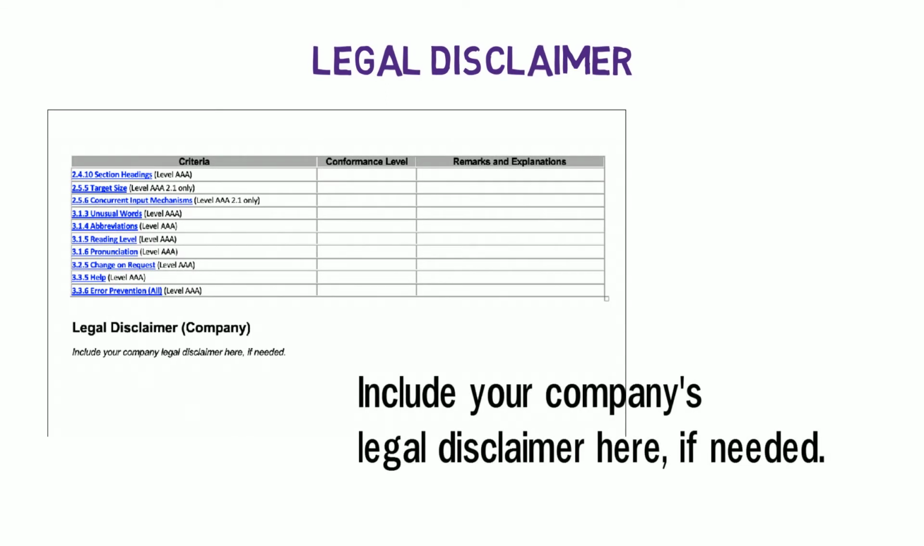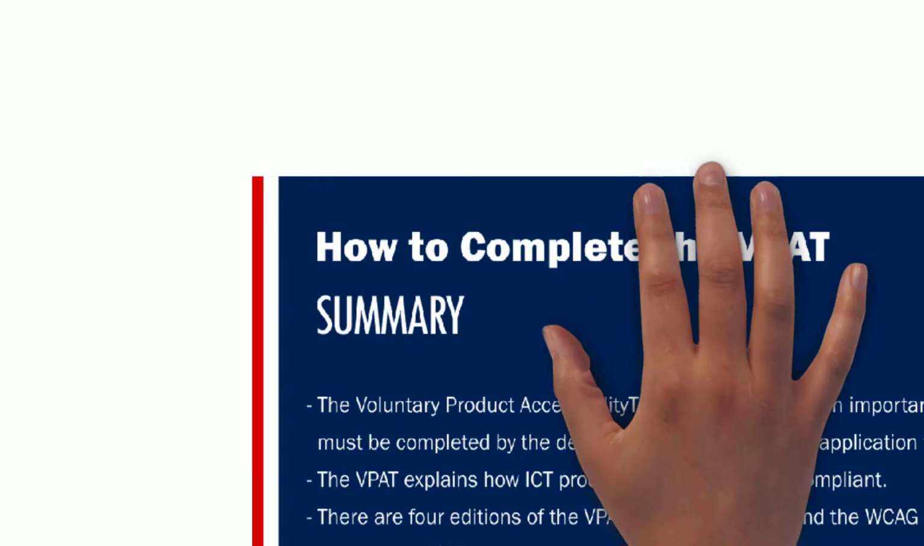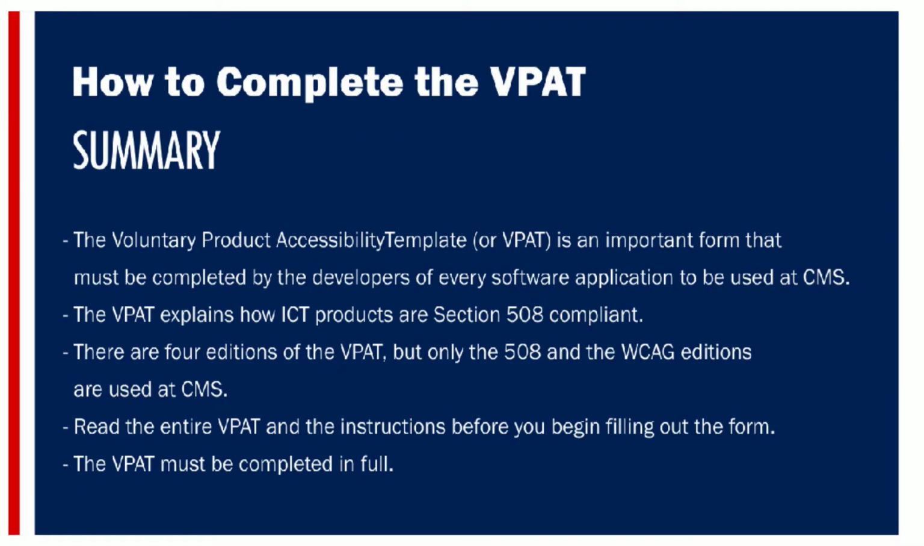Let's summarize the details for completing the VPAT. The Voluntary Product Accessibility Template, or VPAT, is an important form that must be completed by the developers of every software application to be used at CMS. The VPAT explains how ICT products are Section 508 compliant. There are 4 editions of the VPAT, but only the 508 and the WCAG editions are used at CMS.